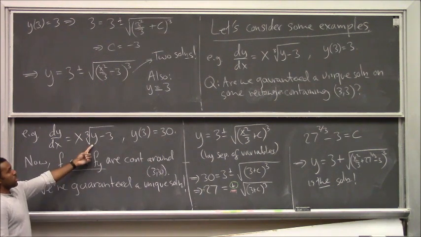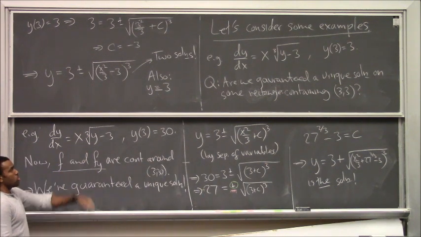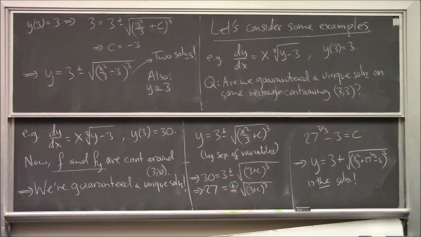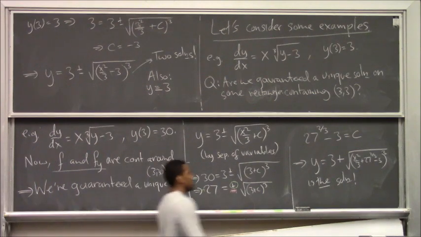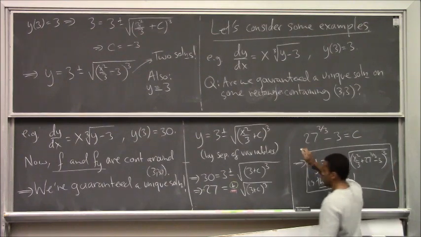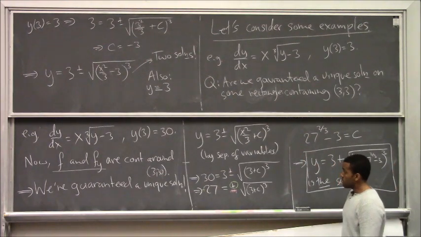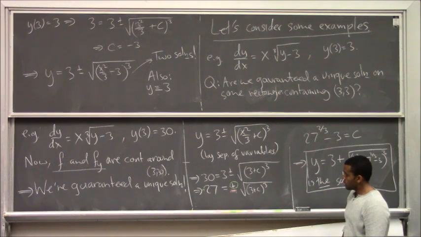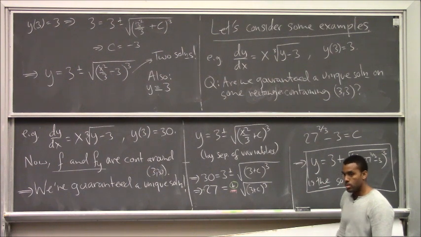Because if you plug in 30 here, you're going to get something non-zero over here, whereas the derivative is going to give you 0. So there is only one solution. I have a question about dropping the negative sign. What if 3 plus c cubed was negative? Wait, it's the square root? It's a square root. Oh, okay. Yeah, so that has to be positive.